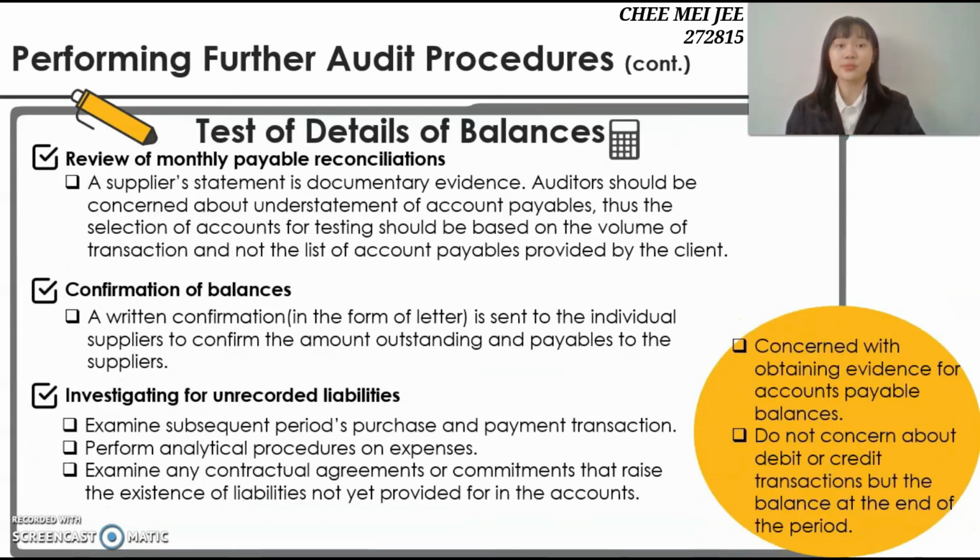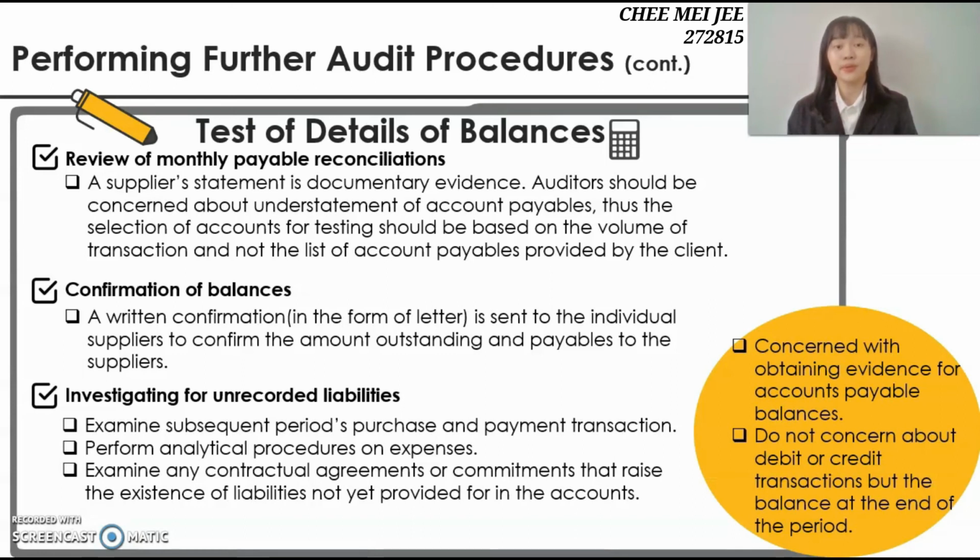The third substantive procedure is test of details of balance. It is concerned with obtaining evidence for accounts payable. Debit or credit is not the main focus in this part, but the balance at the end of the period. It includes 3 tests. The first one is reviewing of monthly payable reconciliation. Auditor should examine any unreconciled balance after reviewing the reconciliation prepared by the client.